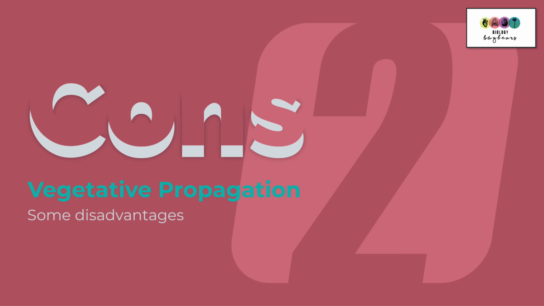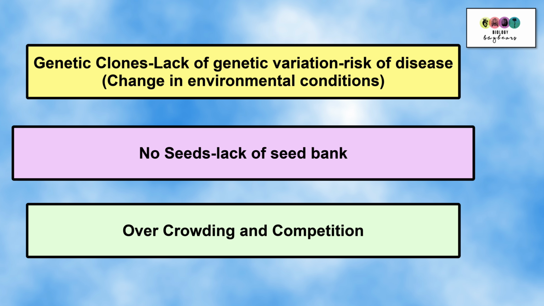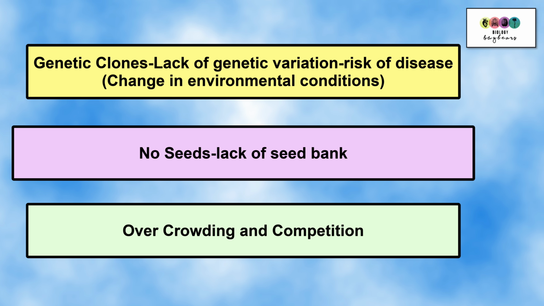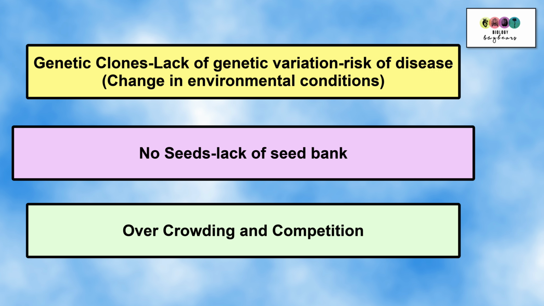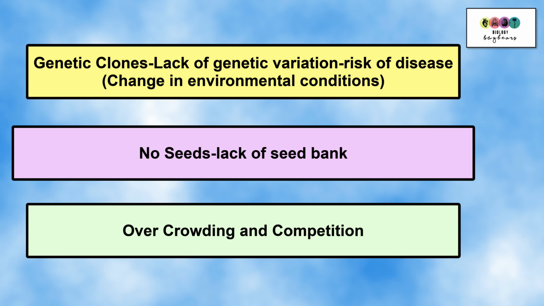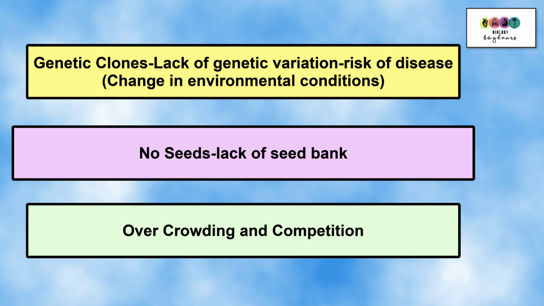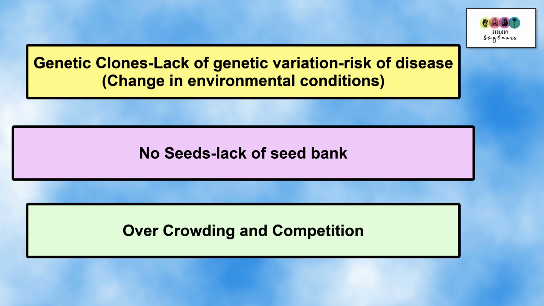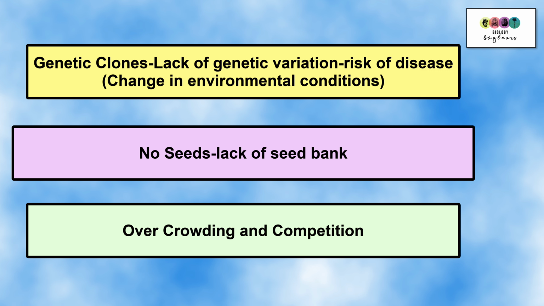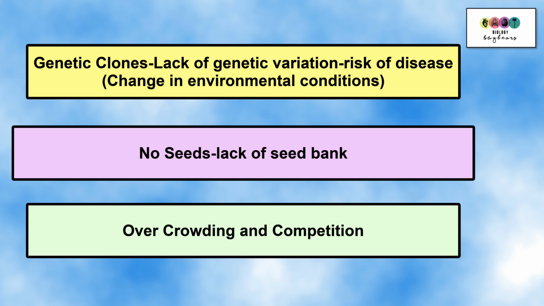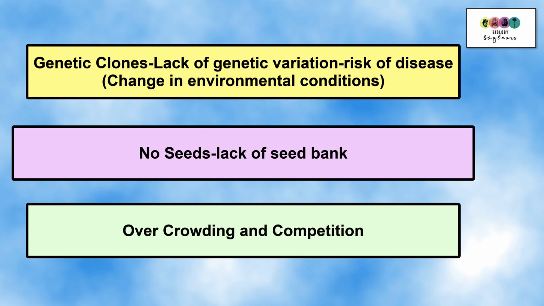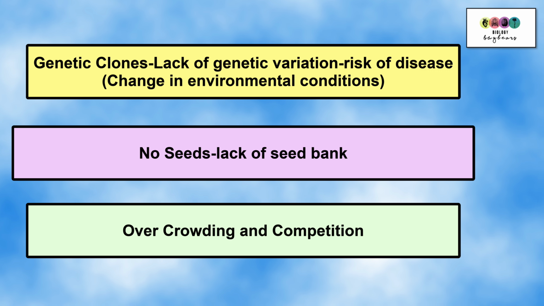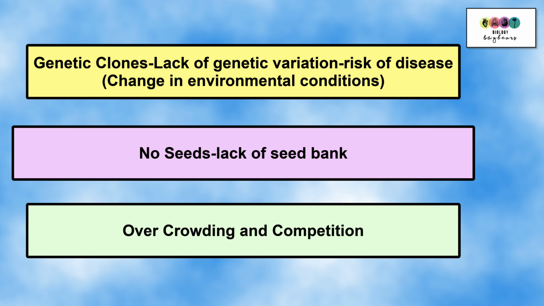The major feature of vegetative propagation is the production of genetically identical plants, genetic clones. However, sometimes this can have a disadvantage as well, because if environmental conditions changed and if there was, for example, the introduction of a plant disease, if one of the plants succumbed to it, all of them would. Vegetative propagation does not produce seeds, therefore the lack of a seed bank is a disadvantage. Also, vegetative propagation produces many plants very close together, which can lead to overcrowding and competition.